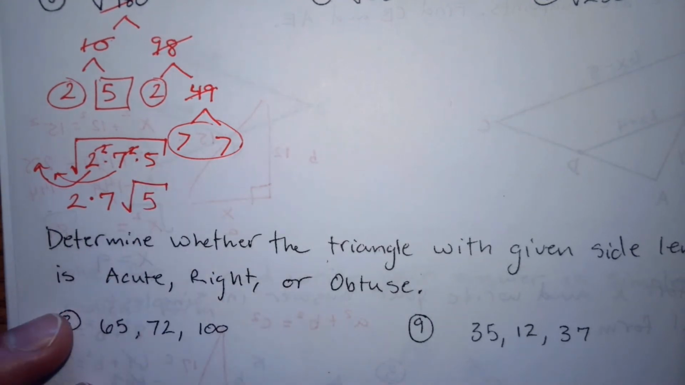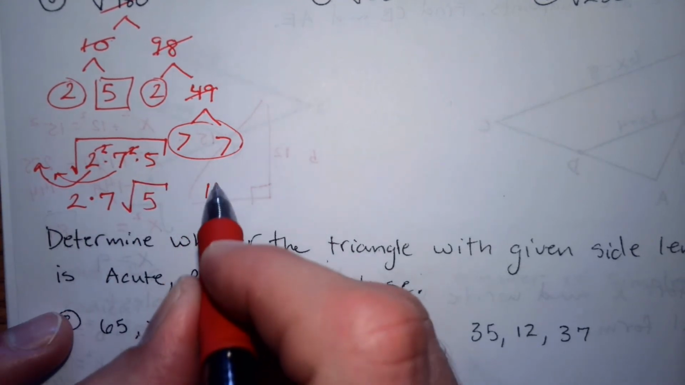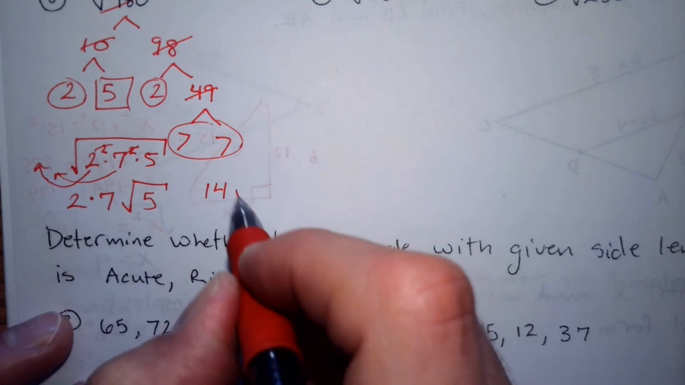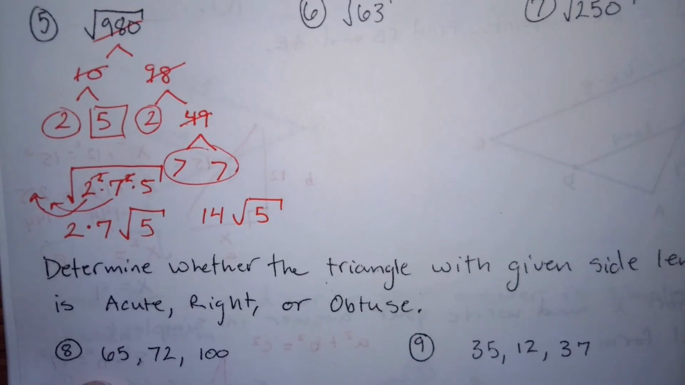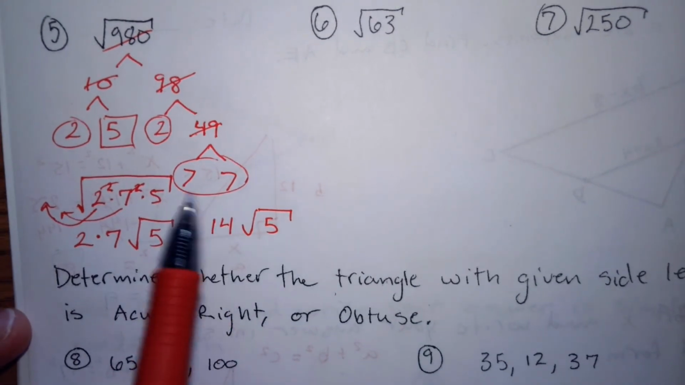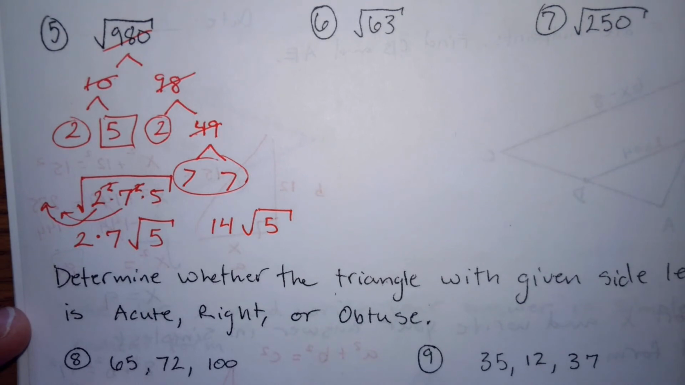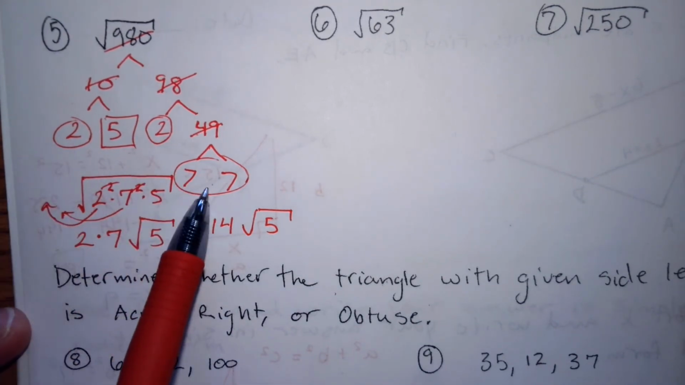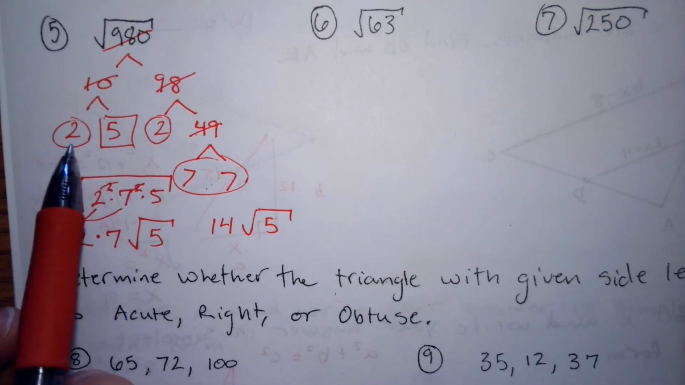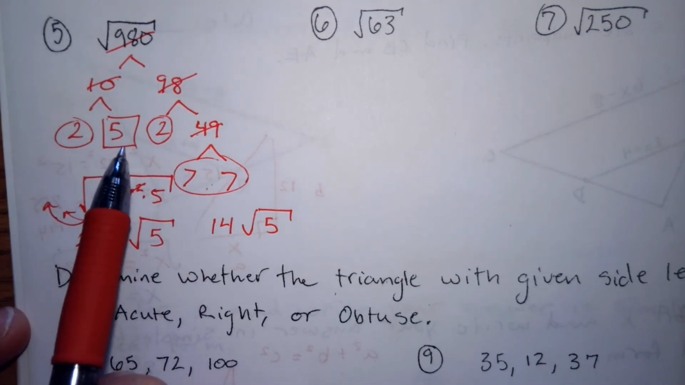I can't do anything with that. And then that's just 14. 2 times 7 is 14, square root 5. The shortcut is really just to think, okay, whatever's paired up, I'm going to take one of them and multiply. So the 7 is paired up, the 2 is paired up. I'll take 1 7 times a single 2, that's 14, and then on the inside I have 5.